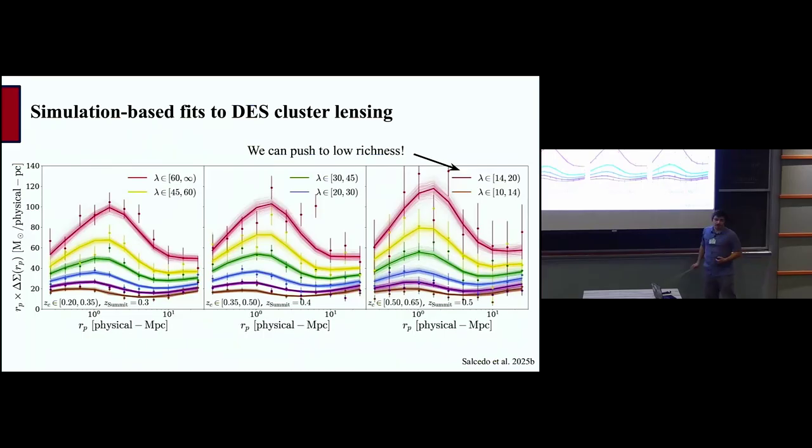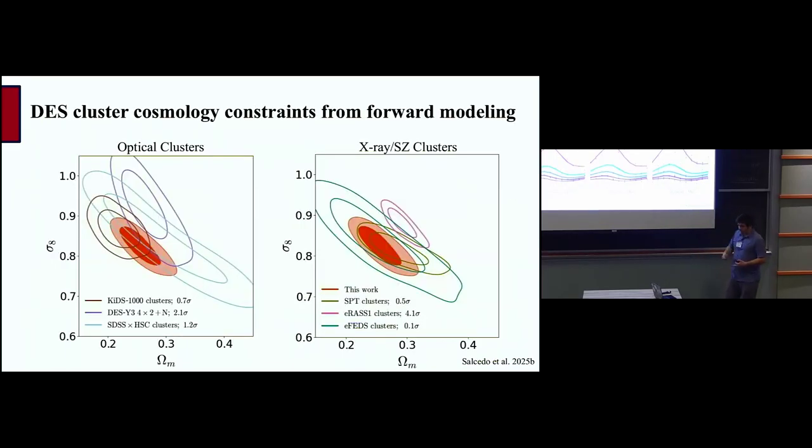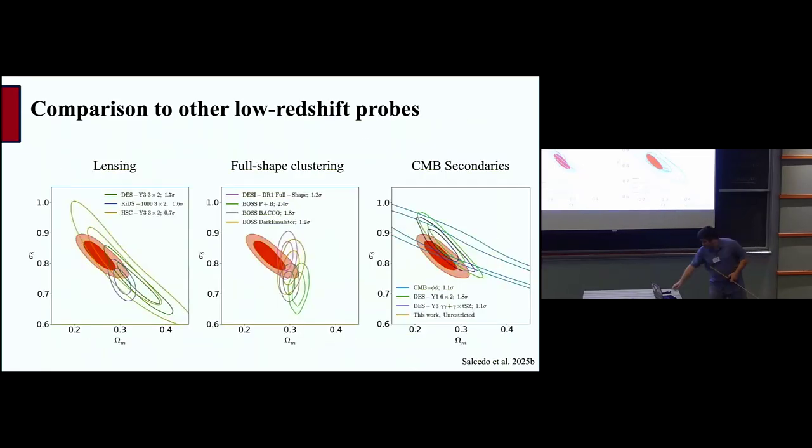Good. So what does this look like in terms of cosmology? Here we have lambda CDM constraints relative to other optical cluster experiments and to multi-wavelength cluster experiments. And here we have the same relative to different lensing surveys, full shape clustering, and CMB secondary. So really what I just want to say is that we're seeing relative consistency with the literature in terms of growth of structure, and our constraints are competitive in terms of precision.